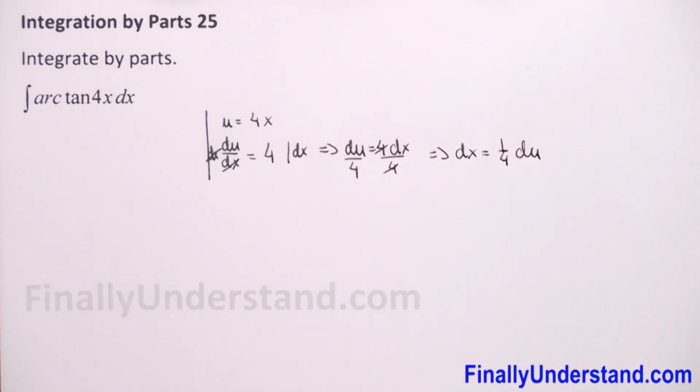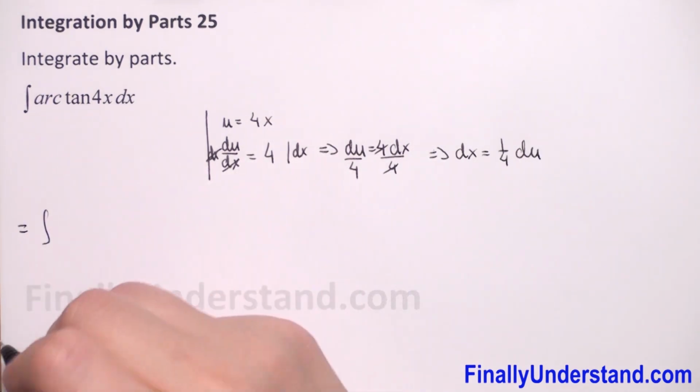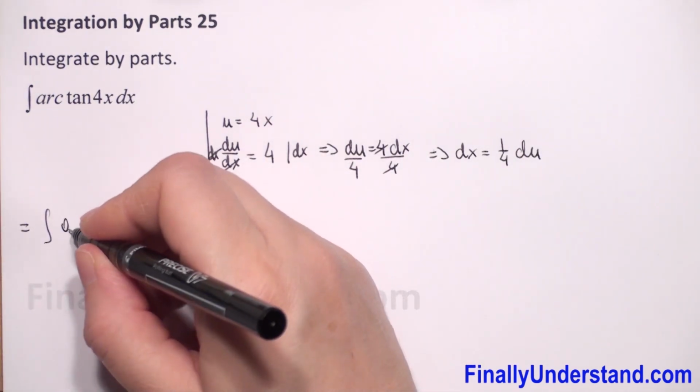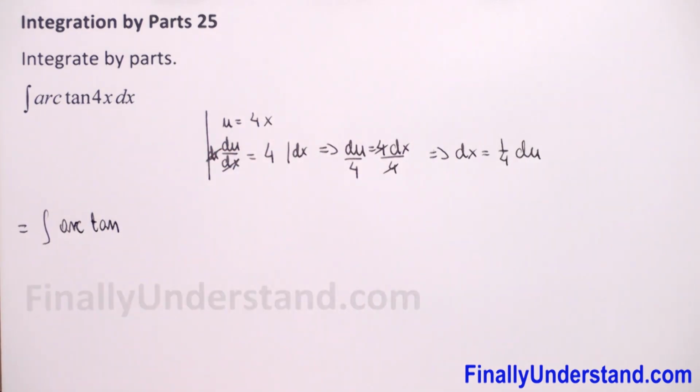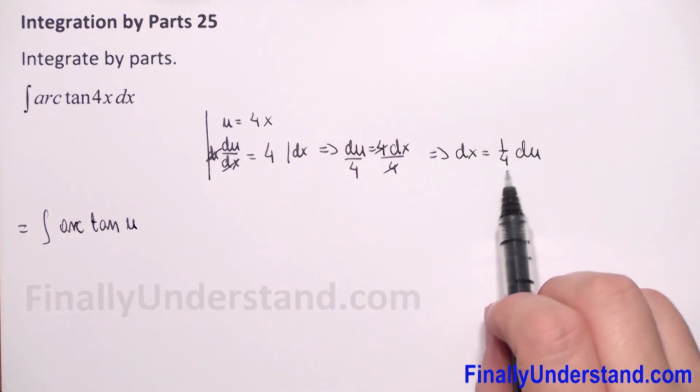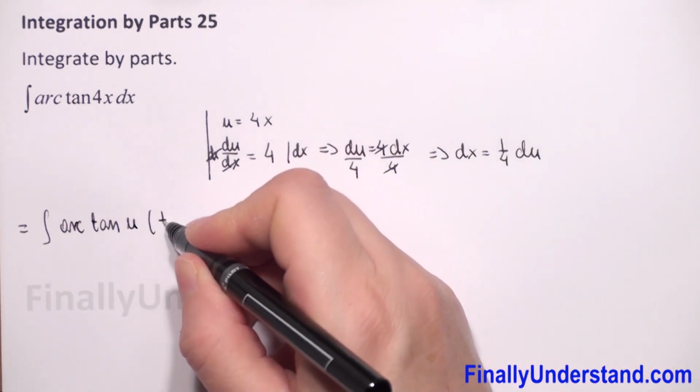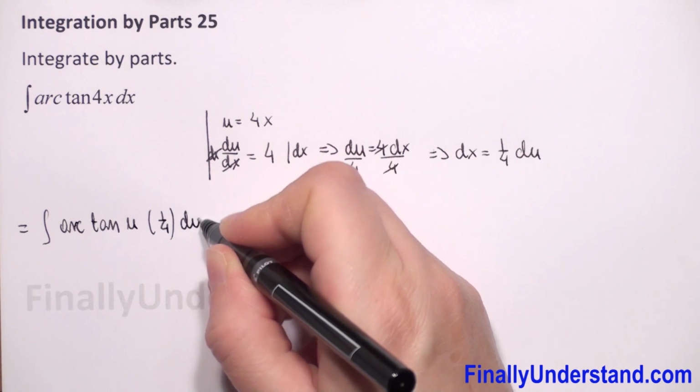So now we can rewrite our integral, and we will have arctangent of u, and for dx we have to put 1 over 4 du.